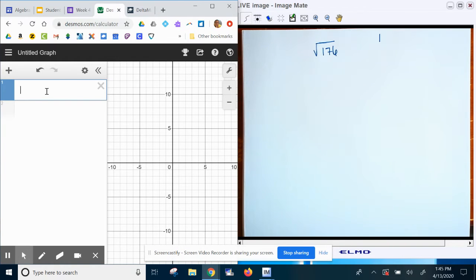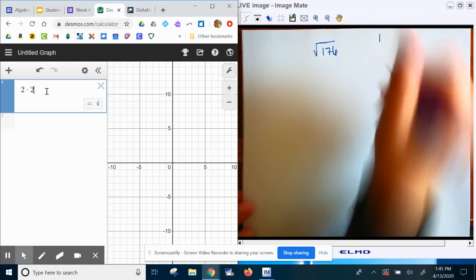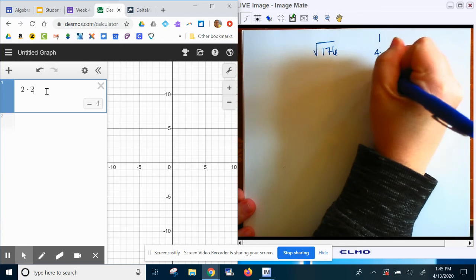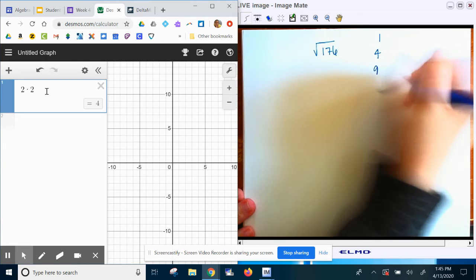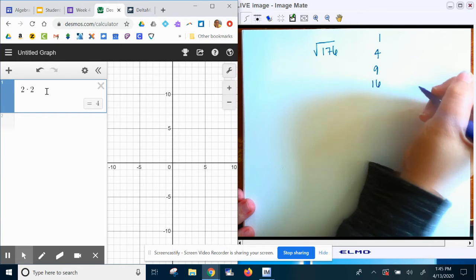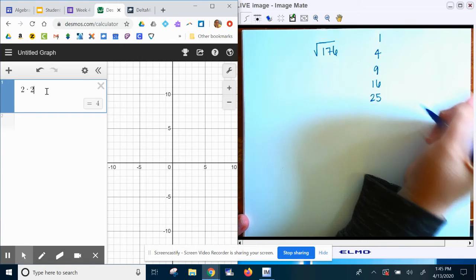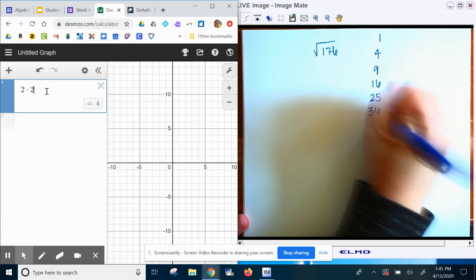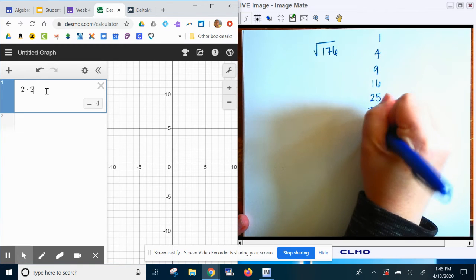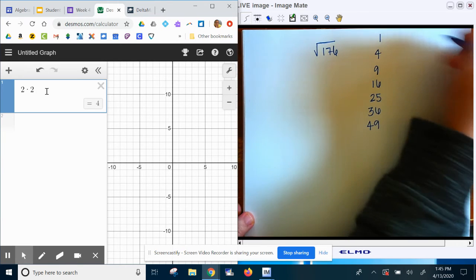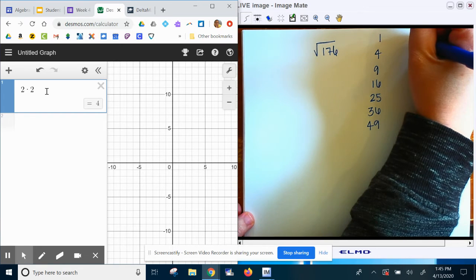Then we do 2 times 2, and we get 4. 3 times 3 is going to give us 9. 4 times 4 is 16, and I'm just going to keep going. 5 times 5 is 25. 6 times 6 is 36. 7 times 7 is 49. I'm going to loop it so that you guys can still see it. So that was 7 times 7.